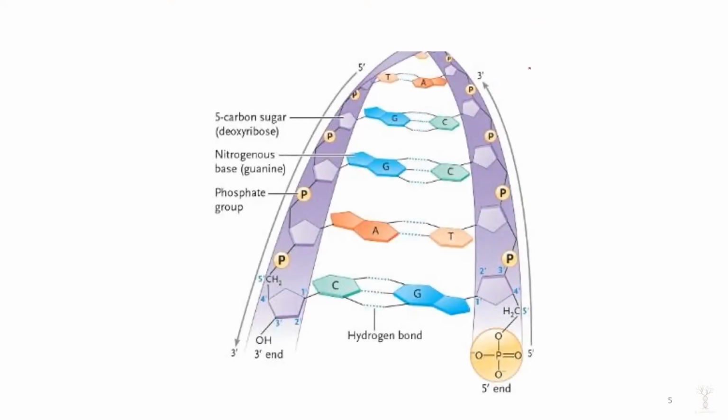So on this slide, we can see how the double strand of DNA, if it is opened up and sort of flattened out, how the nucleotides bind to each other. So here we have one strand of DNA and the other strand of DNA, and they're connected by nucleotides. So here we have a phosphate, a sugar, and a base.